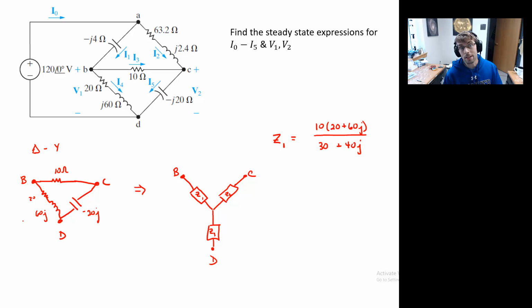And technically, that's it. You have a little bit of simplification. You've got a 10, a 30, and a 40. So why don't we go ahead and just get rid of that? I could take out that 10 and I get 4j here. That's pretty spiffy, pretty nice. So go ahead, take a minute, write down what Z2 would be.